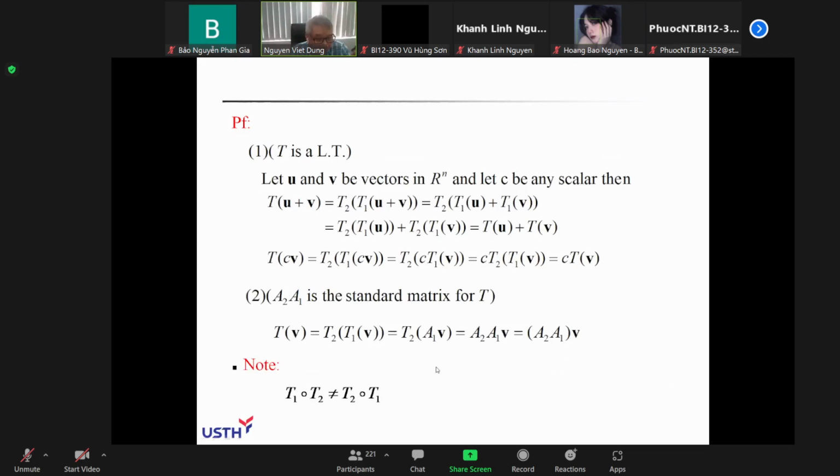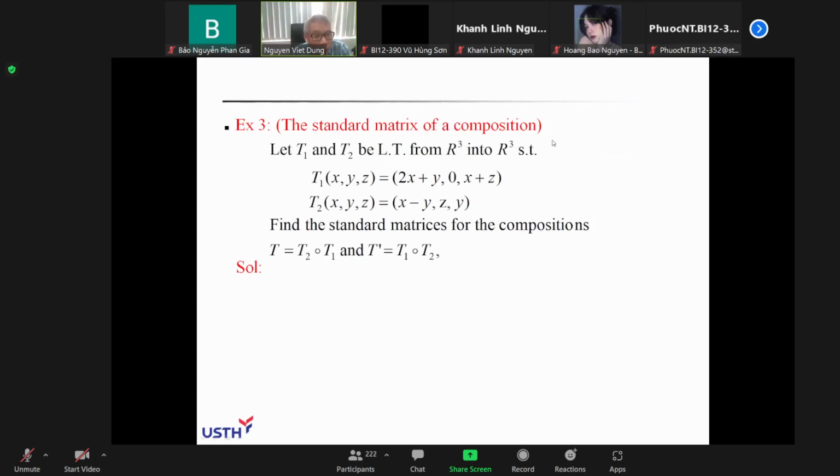However, I give you a remark that in general, T1 composed with T2 is different from T2 composed with T1. And the example is here. Now suppose that we consider T1 and T2, linear transformations from R3 into R3, defined by, the first one is here, T1 to be that, and T2 to be that. Then you are required to find the standard matrix for the two compositions. The first one is T2 composed with T1, and the second one will be T1 composed with T2. First, we write down the standard matrix for T1. It is here. Once again, you look at the formula here, you will get it immediately without any calculation. That one is the standard matrix for T1.